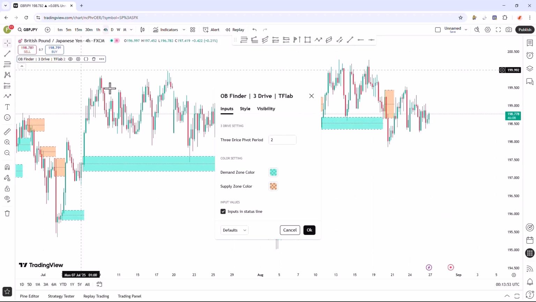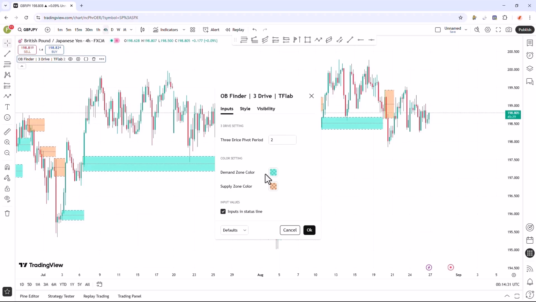In the settings section, under inputs, there are options available for us. In the first input, we can set the calculation period for the 3 drives pattern, which is set to 2 by default. The higher we set this value, the patterns identified will have longer periods and larger movement steps. Conversely, the lower we set this value, the patterns identified will be shorter term with smaller movement steps. Traders can use this section to identify setups.